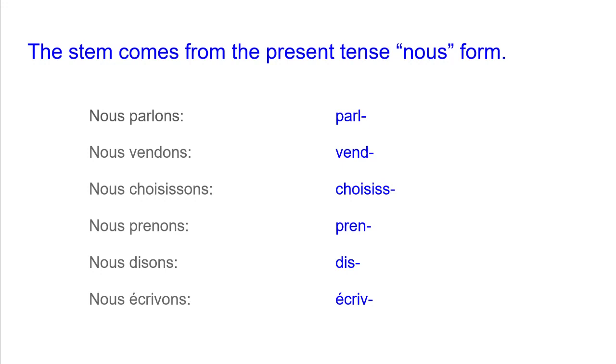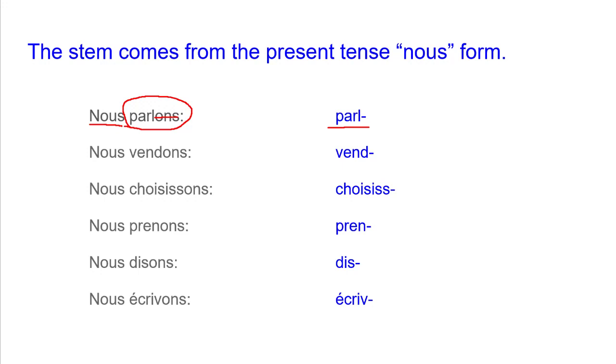We have parler, which is an ER verb. And so what you'll do is you'll think of that verb in the nous form. And you'll take the ONS off, and it gives you the stem. And then that stem is what you'll add the various endings to, the je ending, the tu ending, il, etc., to use that verb in the past tense, in the imparfait, I should say.